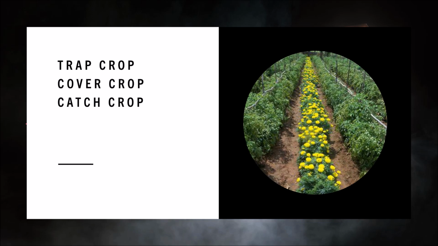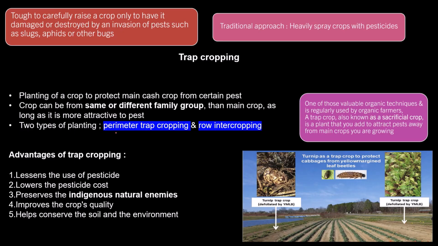We are going to talk about different types of cropping patterns: trap crop, cover crop, and catch crop. All these methods are used generally in the field to protect the main crop, which is the commercial crop or the cash crop of the field. For this, we use these types of methods. So let's take them in detail now.